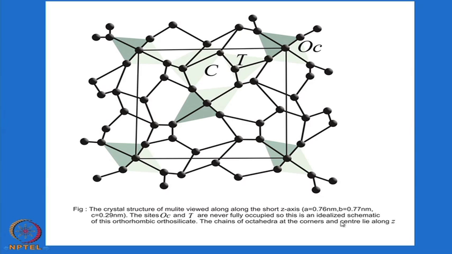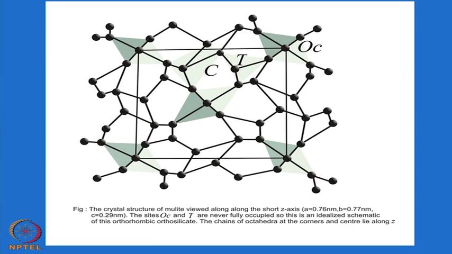So, this is an idealized schematic of this orthorhombic orthosilicate. The chains of octahedra at the corners and the centers lie along the z axis. Again, the symmetry is through a group of atoms. The tetrahedra and the octahedra are also there. So, this is the mullite structure, which is a very important compound.